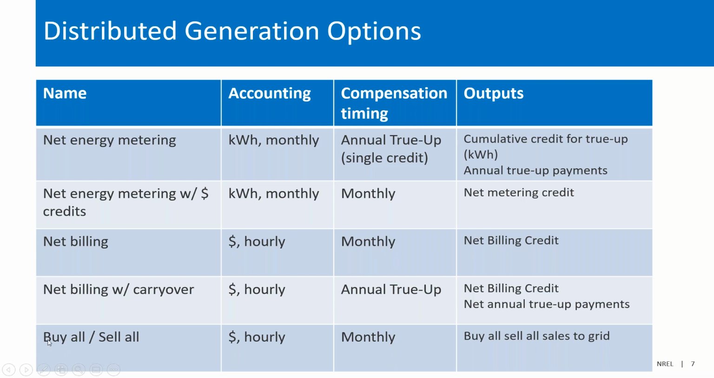And then finally, buy all and sell all assumes that the system being modeled has 2 meters. So all of the load is assumed to be brought in from the grid and is charged at the buy rate, and all of the generation from the system is assumed to be sold back to the grid and is sold at the sell rate.